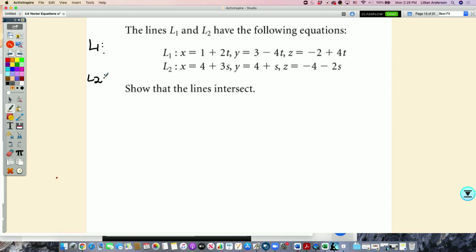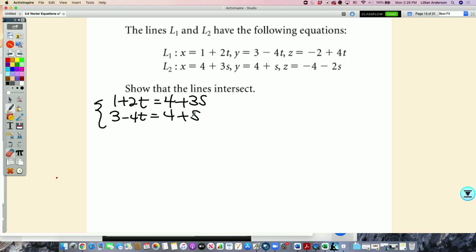So remember, we need our direction vectors. Oh no, actually no, we don't need our direction vectors because we're trying to figure out the intersect. So let me not do anything extra. I need my equations though. What are my equations? 1 plus 2t equals 4 plus 3s. 3 minus 4t equals 4 plus s. And negative 2 plus 4t equals negative 4 minus 2s.